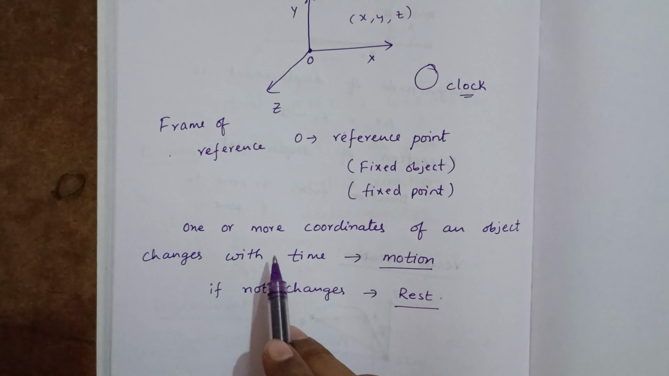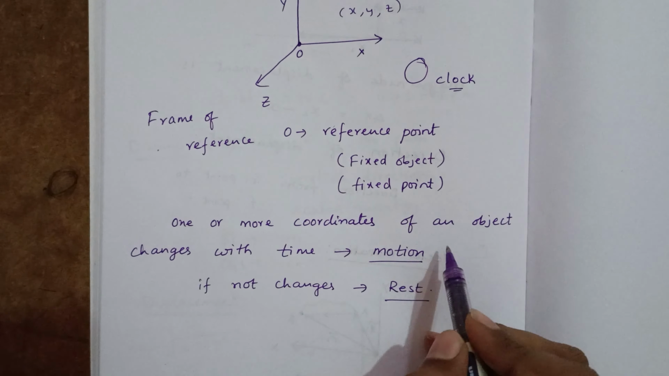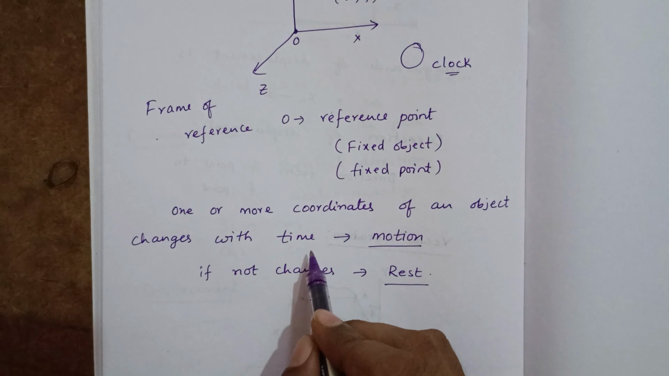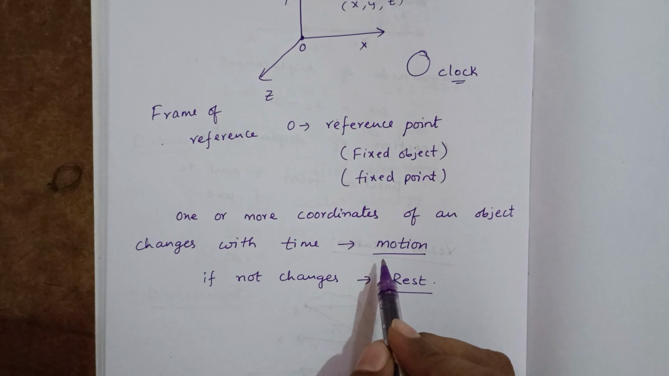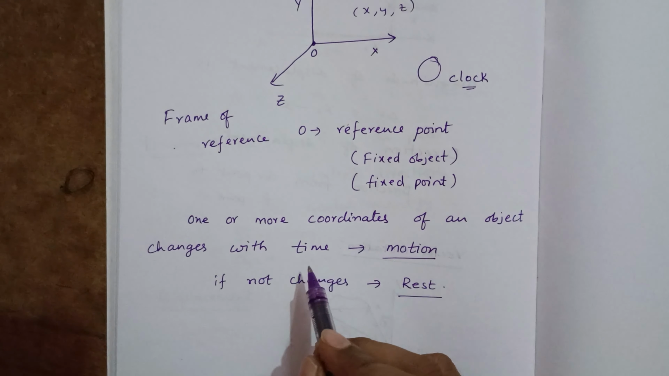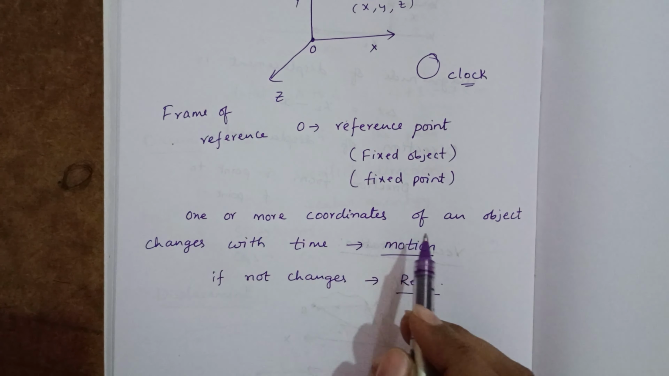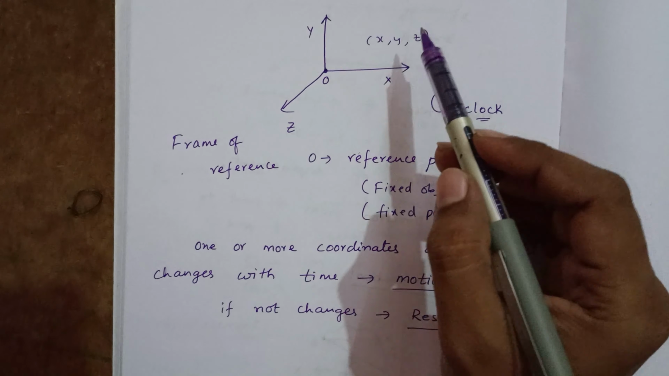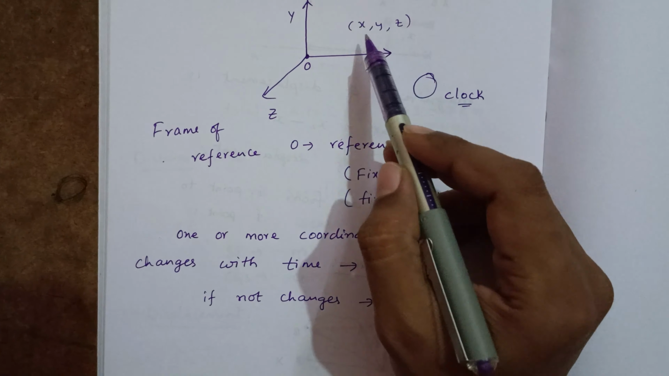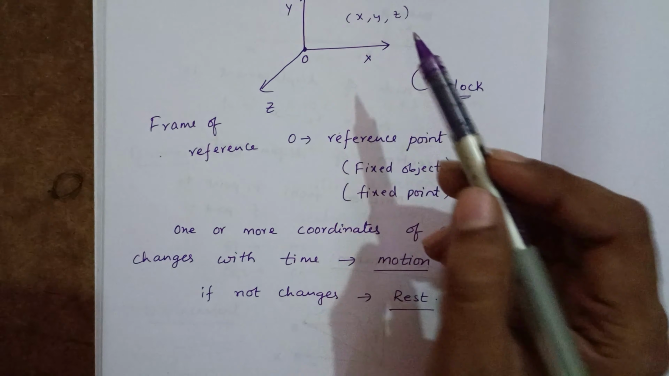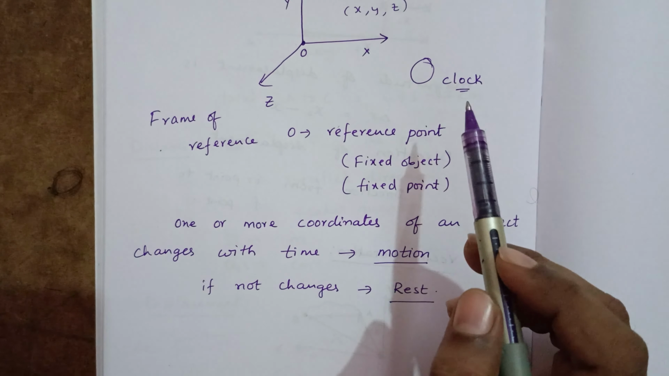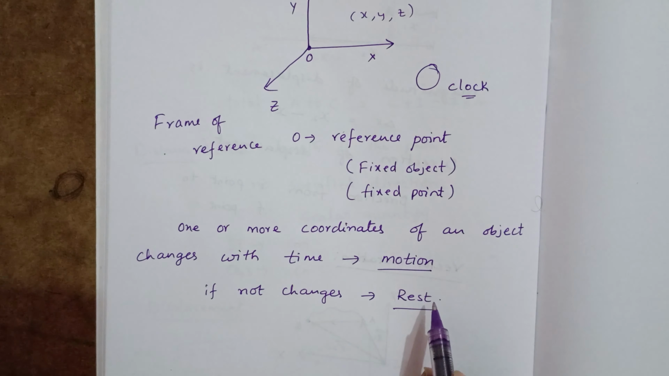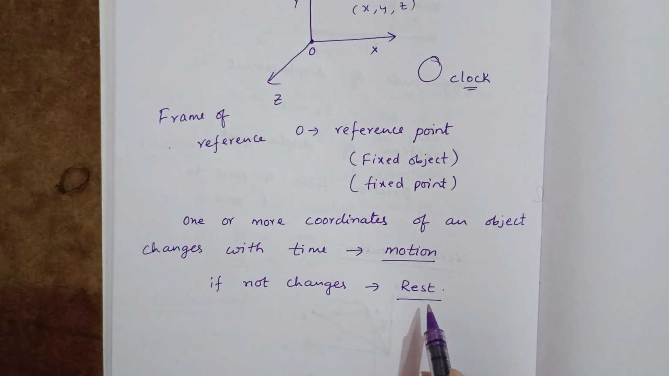If one or more coordinates of the object change with time, then the body is said to be in motion. If no coordinate is changing, then the body is said to be at rest. Here coordinates are x, y, z. If any one of the coordinates of a particular object changes with time, it is in motion. If not, it is at rest.